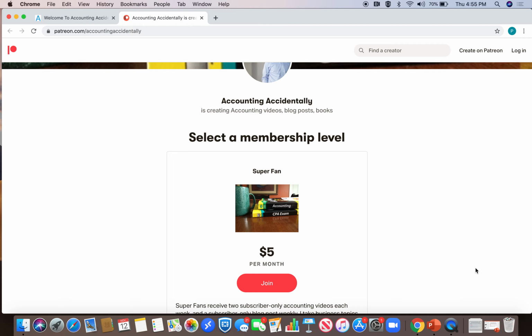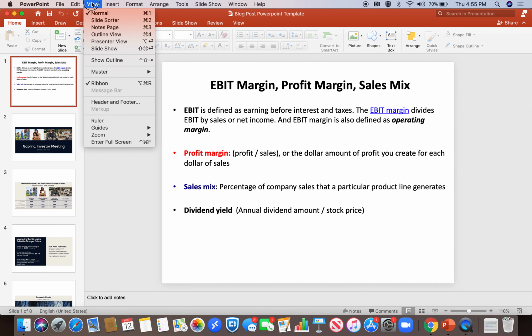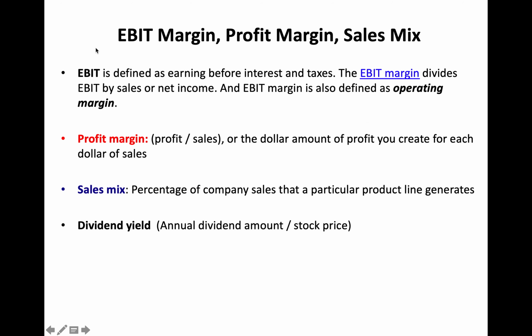So what I'd like to talk about today is, I'm going to go full screen here, view slideshow. We're going to talk about the Gap, the clothing store, and we're going to explain these metrics.